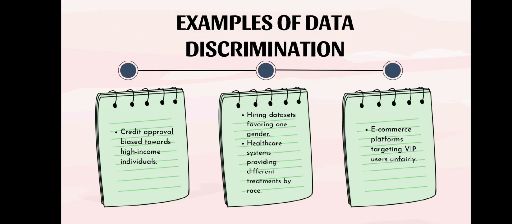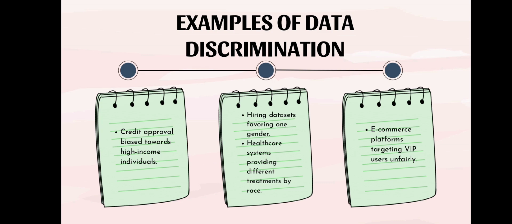Number 3, healthcare systems providing different treatments by race. Ano ba ang ibig sabihin nito? A data analysis in healthcare might reveal disparities in treatment based on race. This could be due to unconscious bias in diagnosis, treatment plans, or allocation of resources. For example, certain racial groups may receive less access to advanced treatment or experience longer wait times.